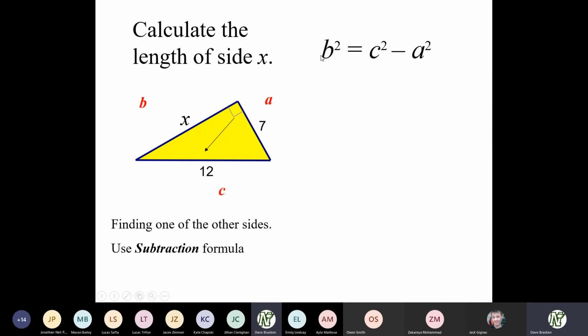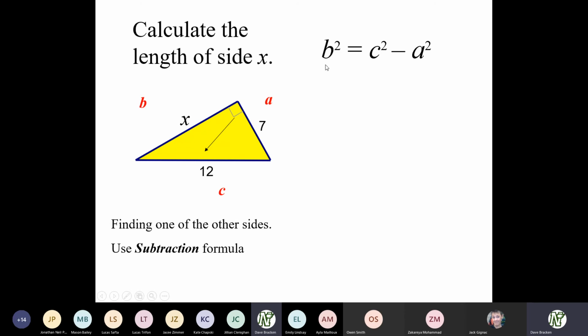So we write out our formula, B squared equals C squared minus A squared. And notice I put the B as the variable. Now, what am I going to plug in for C? What do I have to plug? The answer is 12. What do I have to plug in for the A? The answer is 7, because I need my numbers on this side.